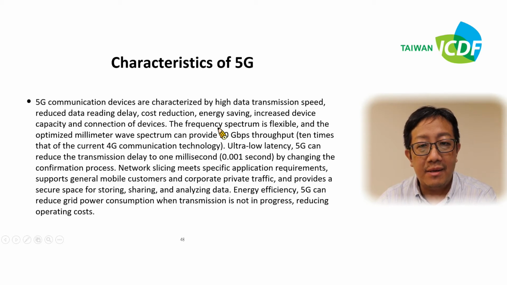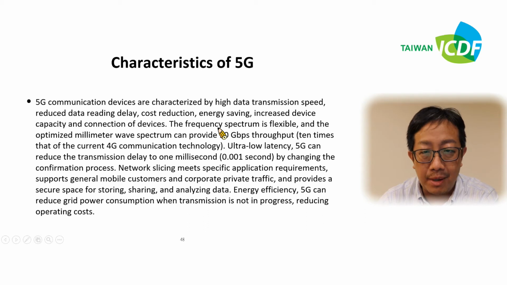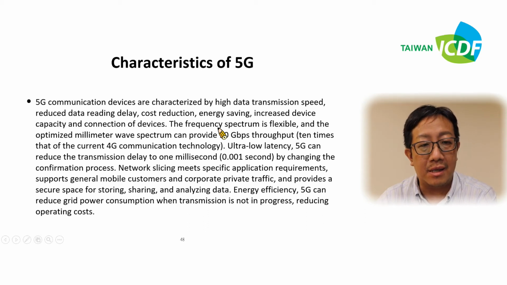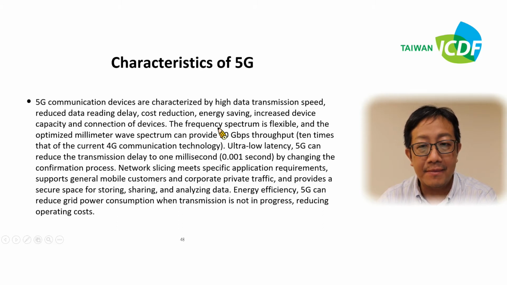Ultra-low latency. 5G can reduce the transmission delay to 1 millisecond by changing the confirmation process. Network slicing meets the specific application requirements, supports general mobile customers and corporate private traffic, and provides a secure space for storing, sharing, and analyzing data. Well, the most important feature is the energy efficiency. 5G can reduce grid power consumption when transmission is not in progress, reducing operating costs.